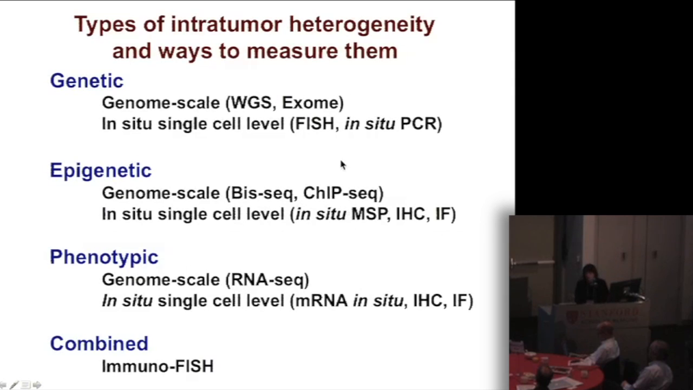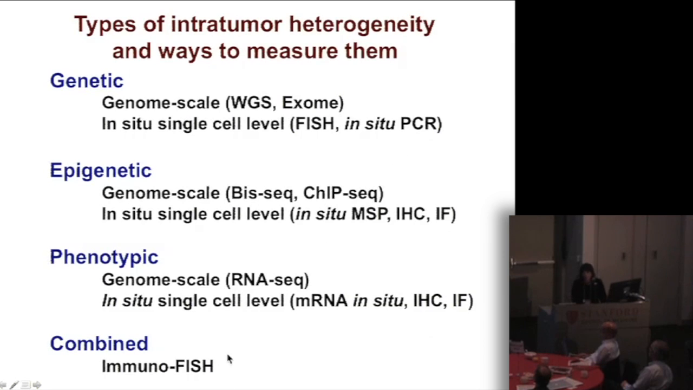How can we measure heterogeneity? We will have a longer discussion on this, but very briefly, we can look at genetic, epigenetic, and phenotypic heterogeneity, and the various combinations of these. For each of these, there are global genomic scale technologies such as whole genome sequencing and whole exome sequencing, and also in situ or single cell technologies, both looking at single cells that are sorted and also looking at single cells in intact tissue.